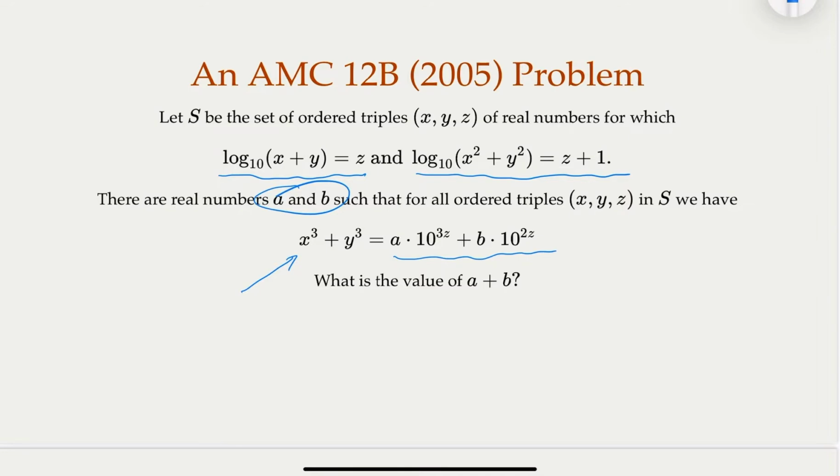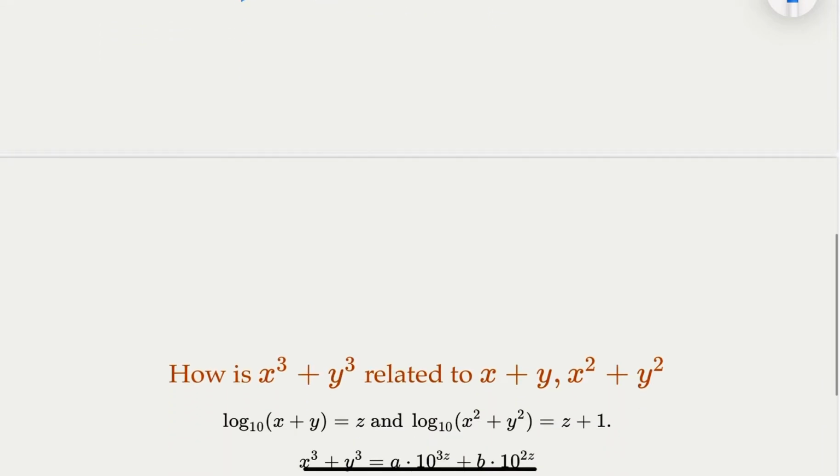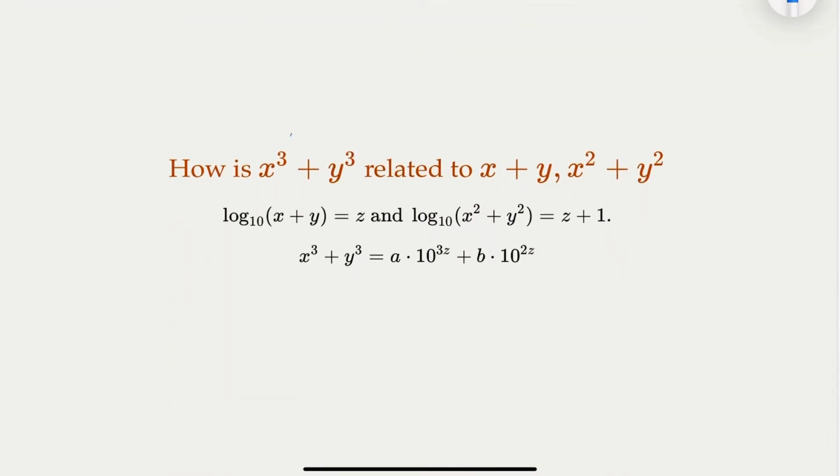Notice that when you look at the problem, the entities here are x plus y, x squared plus y squared, and x cubed plus y cubed. So this is why you may find that it could be related to Newton's identity, even though we're not going to use the identity directly, but the algebra trick is the same. So this problem comes down to how the sum x cubed plus y cubed is related to x plus y and x squared plus y squared.